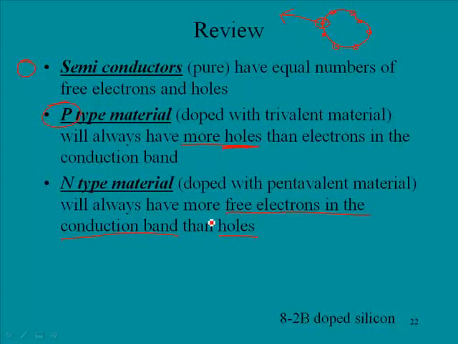And again, even in N-type material, you'll still have the electrons leaving, you'll still have the creation of holes, but because the nature of the material is to have extra electrons, then you will have more free electrons than holes. Okay, this concludes our discussion of doped silicon, and we considered pure semiconductors, we looked at P material, and we looked at N material.